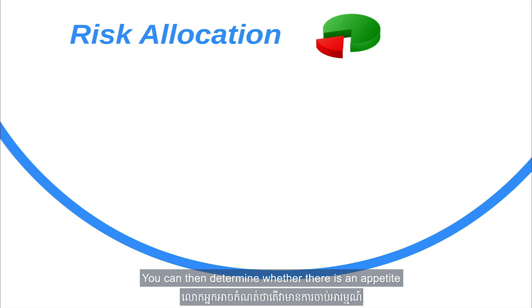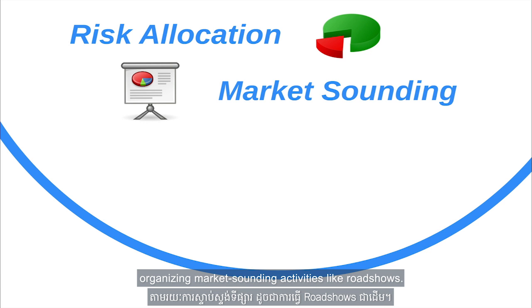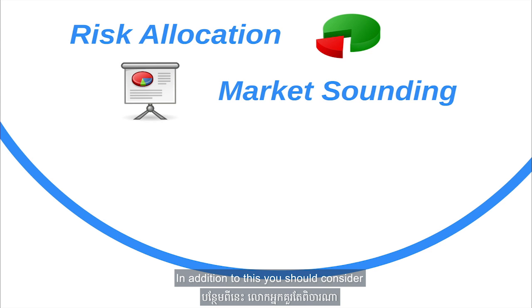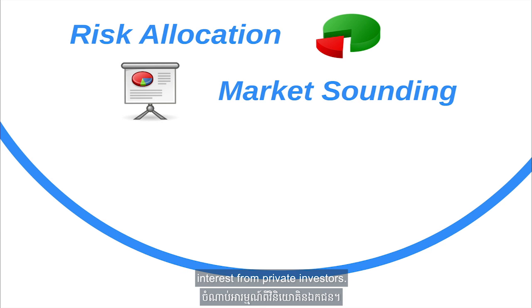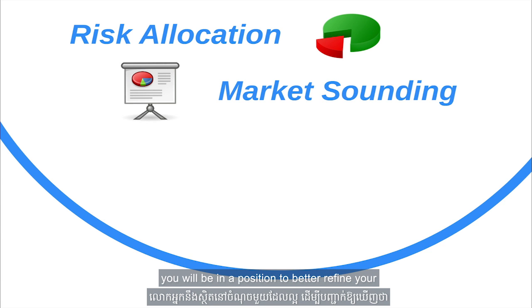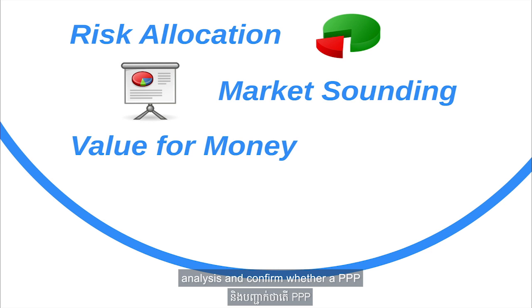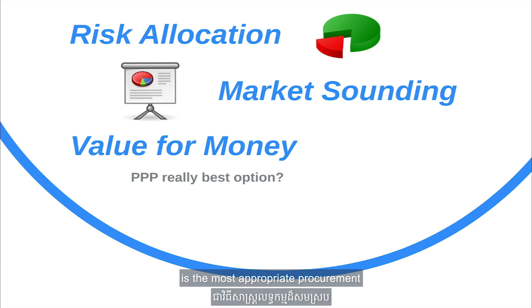You can then determine whether there is an appetite for the proposed project from the private investors by organizing market-sounding activities like roadshows. In addition to this, you should consider the success of similar projects in attracting interest from private investors. With all of this information collected, you will be in a position to better refine your value for money analysis and confirm whether a PPP is the most appropriate procurement method for your prospective project.